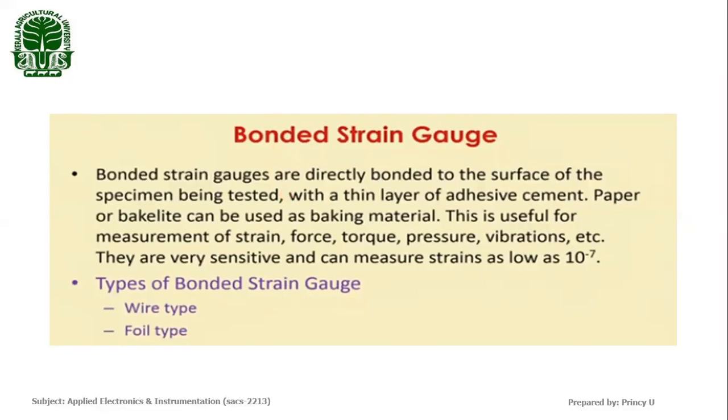We use these to measure this. And these gauges may be metallic type or semiconductor type. Bonded strain gauges are again classified as metallic and semiconductor strain gauges. If it is metallic type, constructionally they are wire type or foil type.